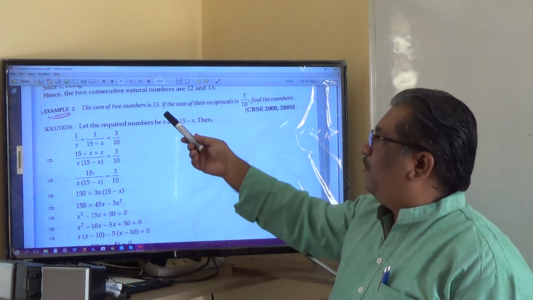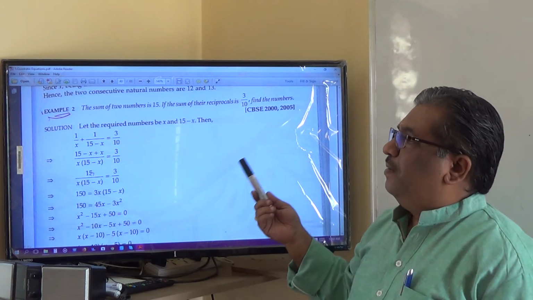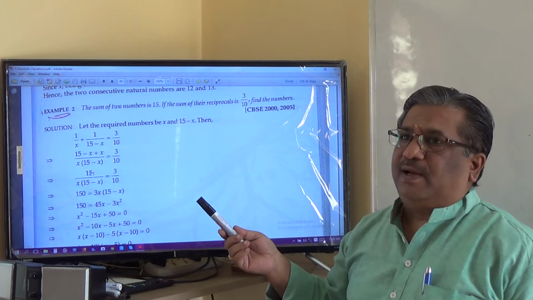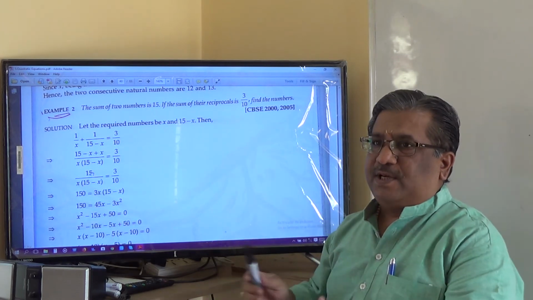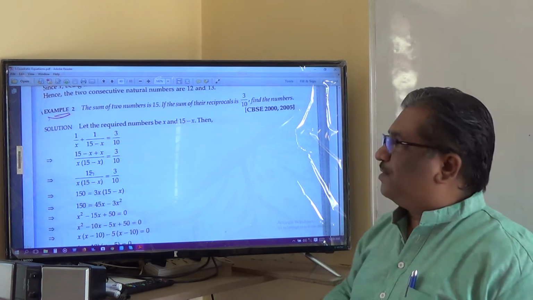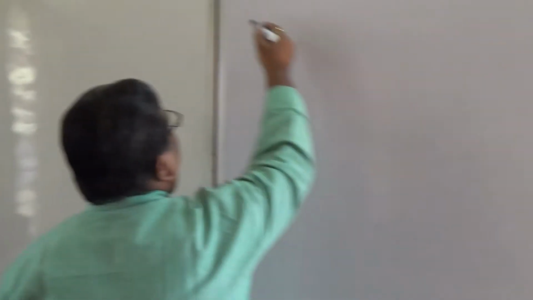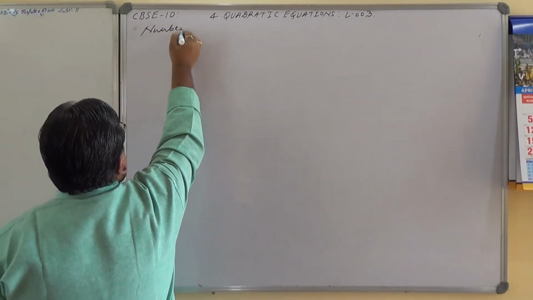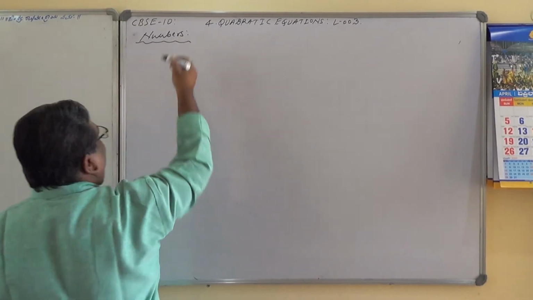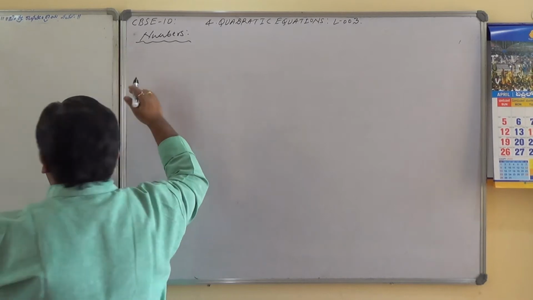So the sum of two numbers is 15 here. Remember, we have to solve these numericals in single variable. Even though sometimes we represent two variables, finally we substitute in such a way that we get the quadratic equation. That's how we are going to solve it. So let's see here, example 2. The problems based on numbers, about 2-3 sums I will solve in this one. First one is example 2 over here.